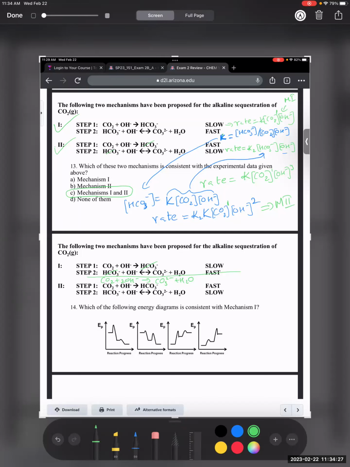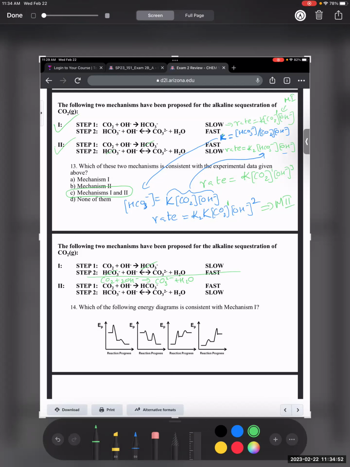Okay, but we are making bonds there. Therefore, I would expect that to be an exothermic step. Okay, so the first step should have a higher activation energy barrier than the second step, but still it should be an exothermic step. Okay, so let's see.